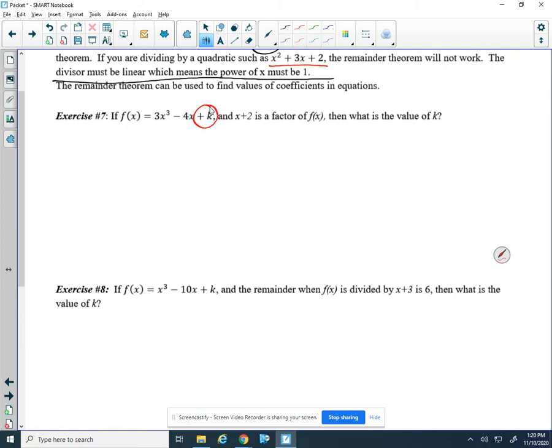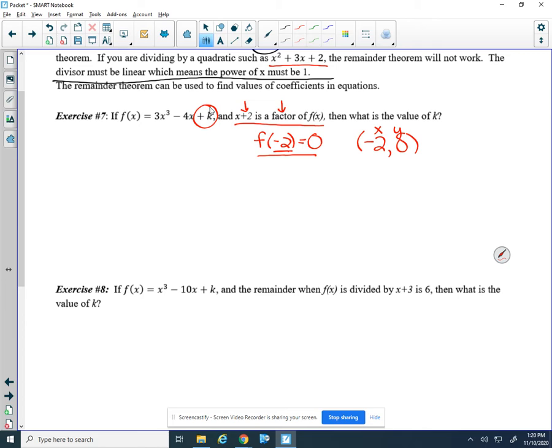So we're trying to find a missing value on this problem. And basically, if we know x plus 2 is a factor of f of x, using the factor theorem, which is a specific case of the remainder theorem, then f of negative 2, if we change that sign, should equal 0 because it's a factor. So this is actually a point. That tells me that the point negative 2, 0 is on the graph. That's my x and y. And I can plug those into this function and solve for k.